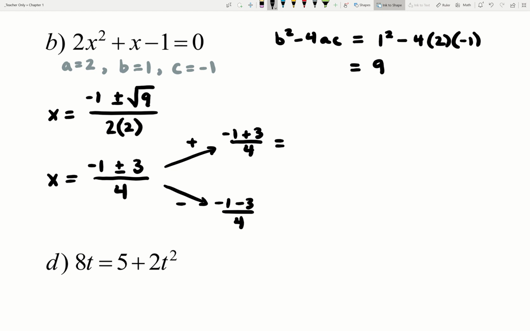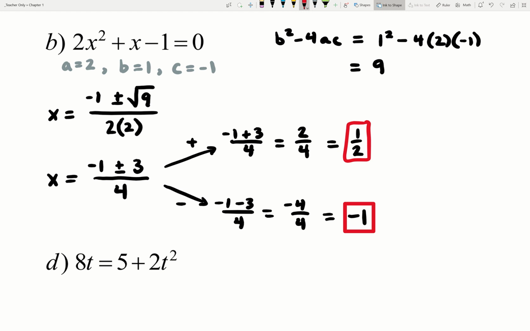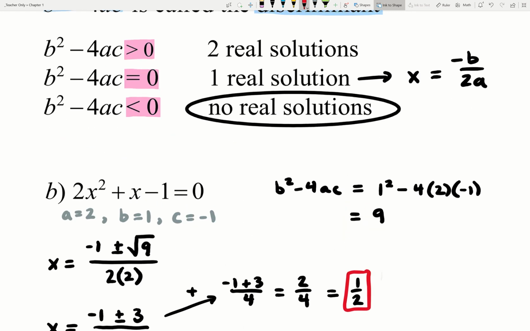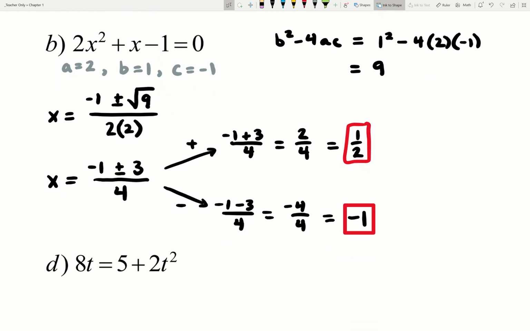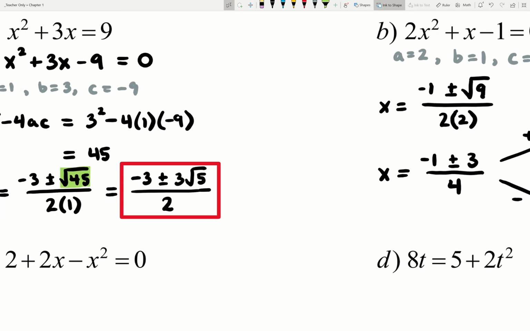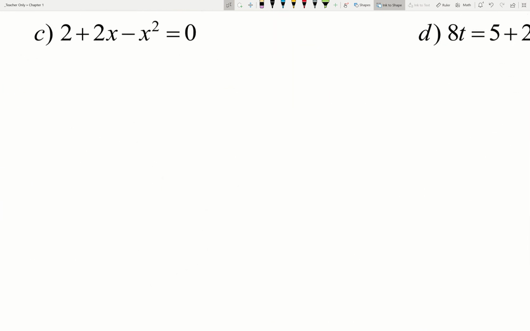If you do the one on top, that's -1 plus 3, which makes +2. And if we have the fraction 2 over 4, that of course reduces down to 1/2, so that'll represent one of our solutions. Down below here we have -1 minus 3, which gives us -4, and dividing that by 4 simplifies down to -1. And so we did end up with 2 real number solutions because our discriminant, again, was greater than 0.